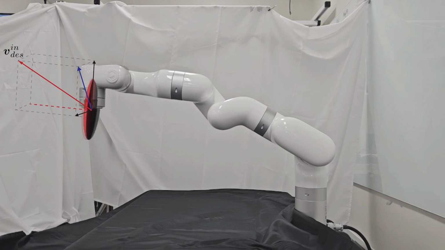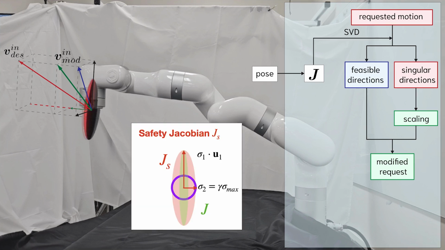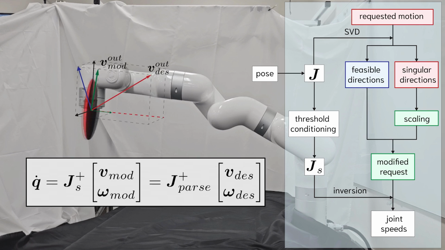When the robot is close to singularity, the specified end effector velocity is projected onto the singular and non-singular directions. The singular component is scaled down to obtain a modified velocity command in the task space. To compute joint speeds, a safety Jacobian matrix is constructed by ensuring that the aspect ratio of the manipulability ellipsoid remains above a selected minimum. The safety Jacobian matrix is then inverted to compute the desired speeds in the joint space. A similar approach helps the manipulator to exit singular regions.